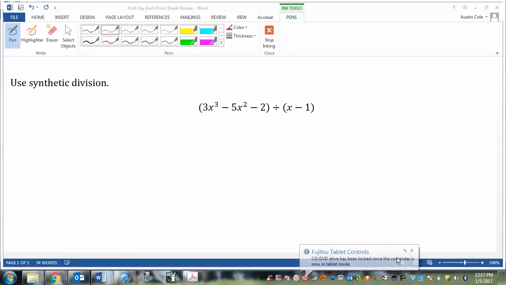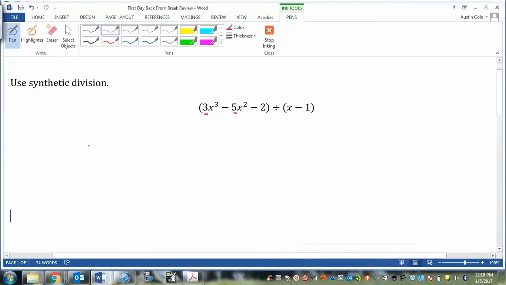Okay, so first we're going to use synthetic division. When we use synthetic division, I'm just looking for the numbers. I don't need x squared or anything like that. So I'm going to have 3, negative 5. We're missing an x term, so I'm going to put a 0 there, and negative 2. And I need to divide by the opposite number, which is 1.